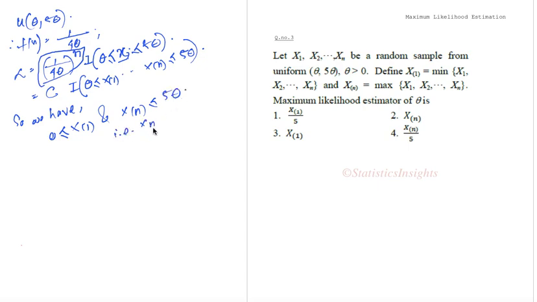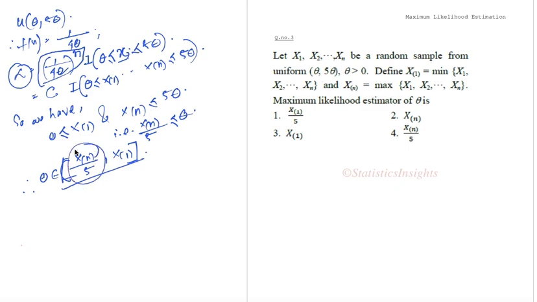That is, xn by 5 is less than or equal to theta. Therefore theta belongs to this range, xn by 5 comma x1, a closed interval. In the last problem also it will be a closed interval. Now we need that value of theta which maximizes this likelihood. Now we need the minimum value of theta. The minimum value of theta is xn by 5. Therefore theta cap MLE is xn by 5.